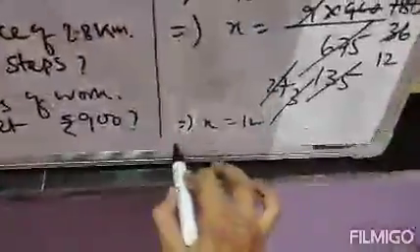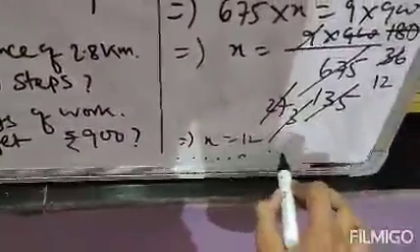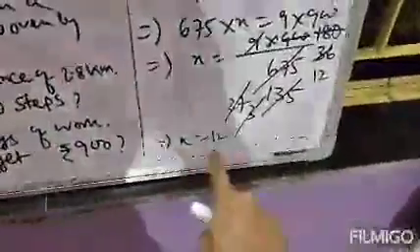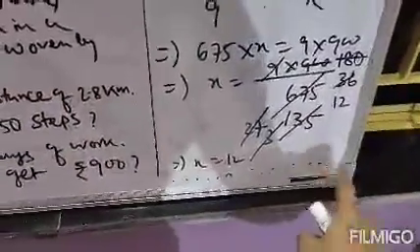So just write here, he will have to work 12 days to get rupees 900. This will be your answer. Just write, he will work 12 days to get rupees 900. Bracket answer. So question number 12 complete.